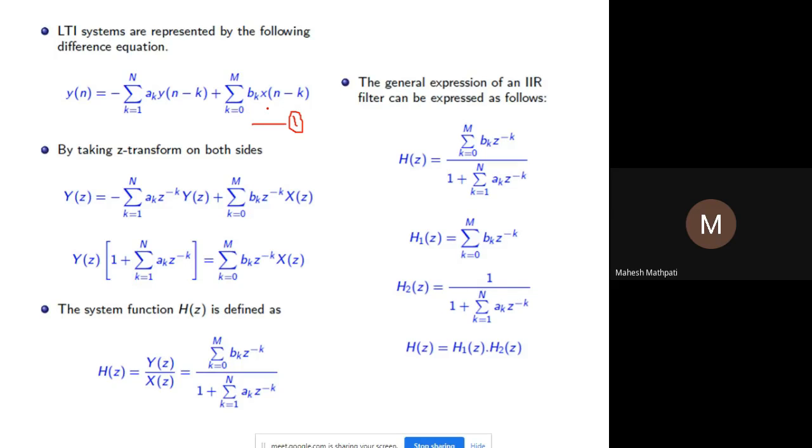By taking the Z transform on both sides of the above equation, we can write this second equation. So what will be the Z transform of y of n? What is the Z transform of y of n?